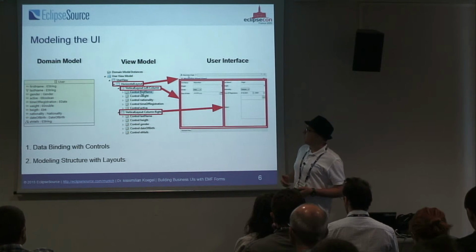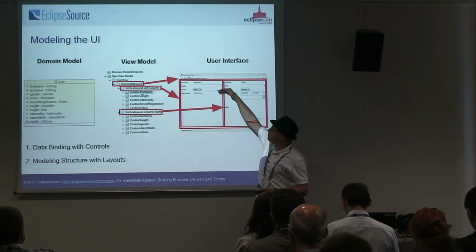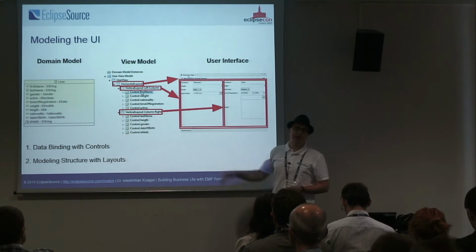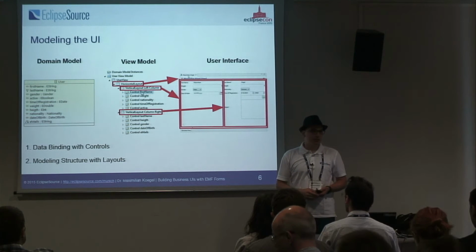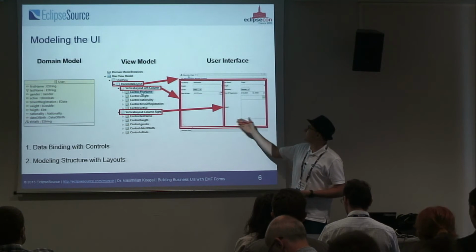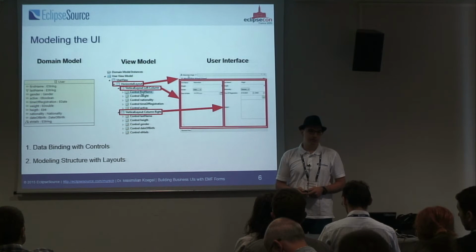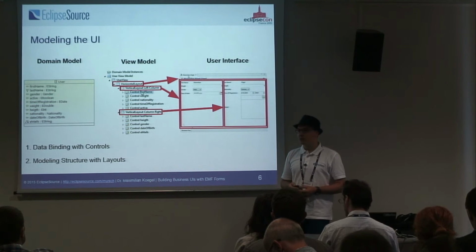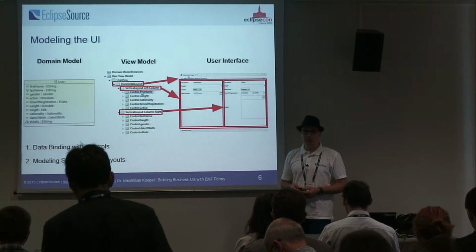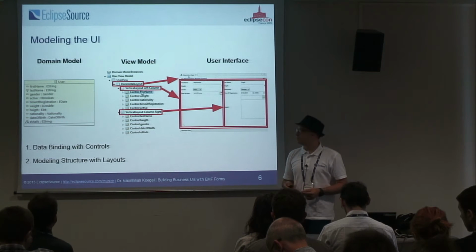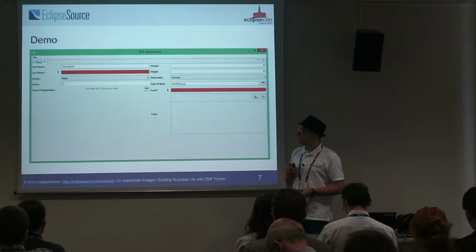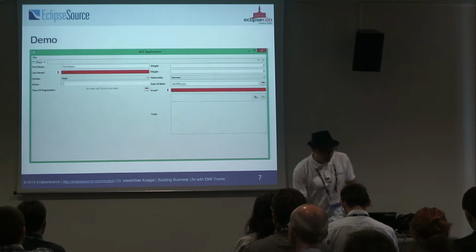And the vertical layout works exactly the opposite way. It places things one below another. So by using those very simple constructs, you can easily have this two-column layout. And these are the two essential ingredients to UI modeling with EMF Forms. You have layouts and you have the controls. And I'm going to show you that directly in the tool.